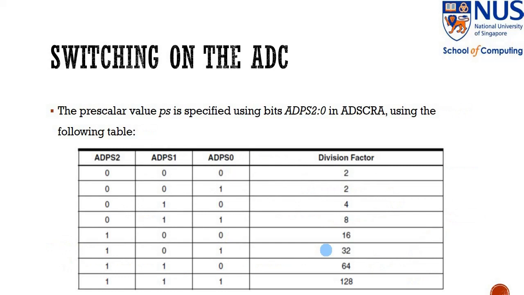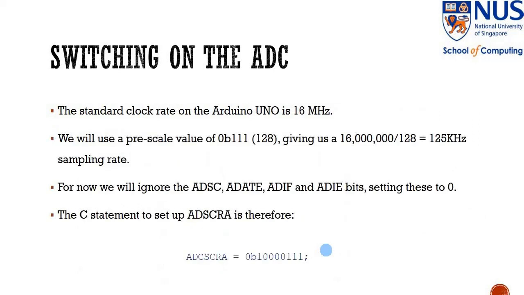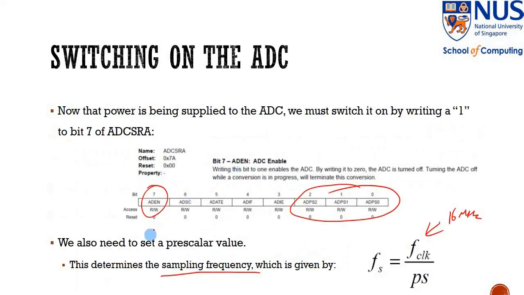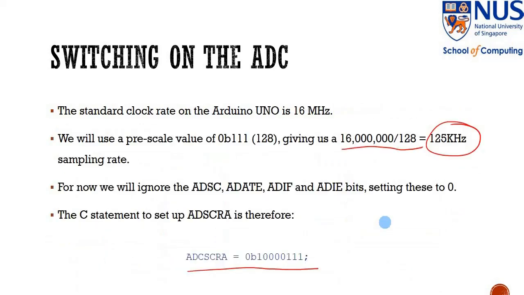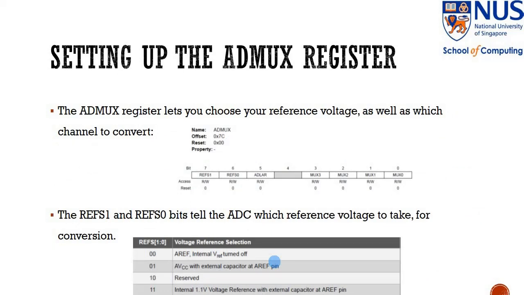So these are the prescaler values that you can use. By setting the appropriate prescaler value, you take 16 megahertz divided by the prescale value to give you the sampling rate that you want. The code is given over here. In this ADCSRA, what you're doing is only here and here. We are going to ignore the other bits for now. So this is the statement to set up the ADCSRA register.